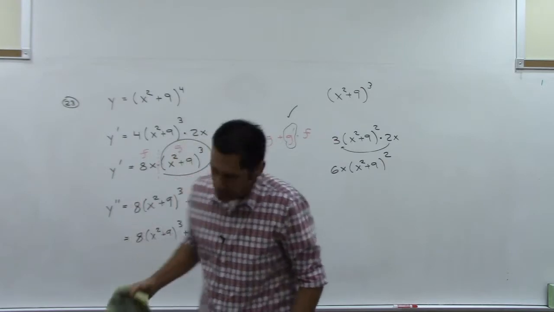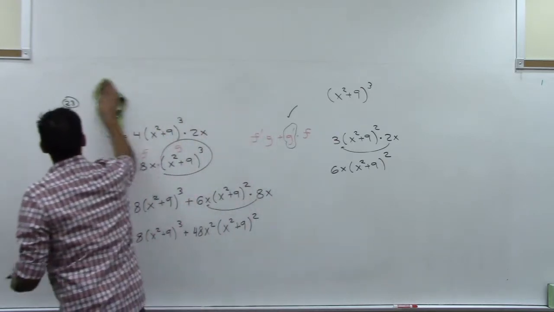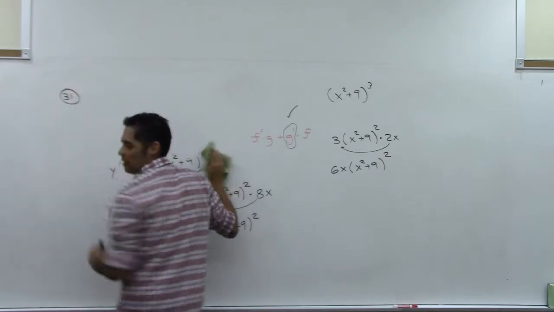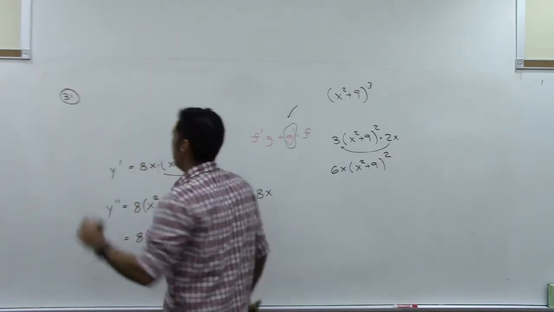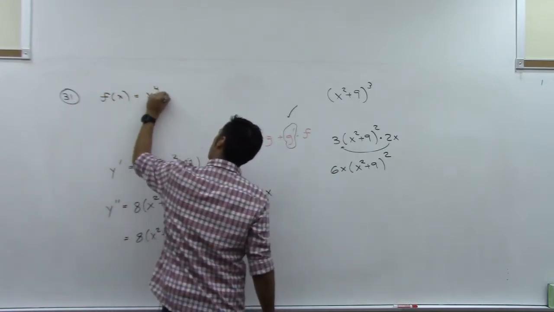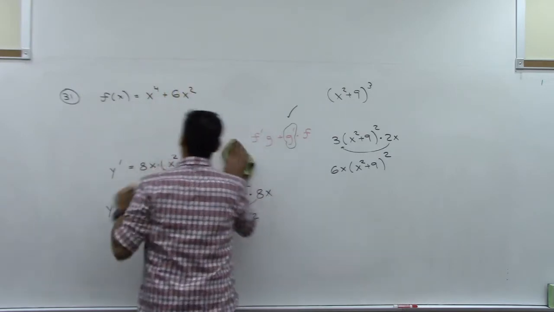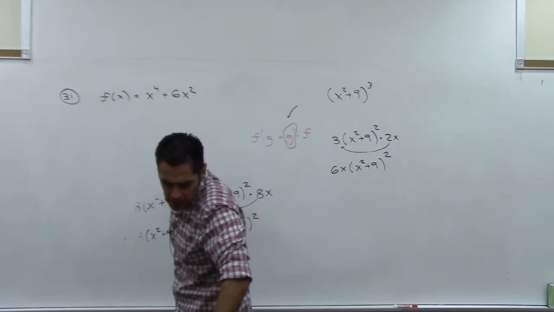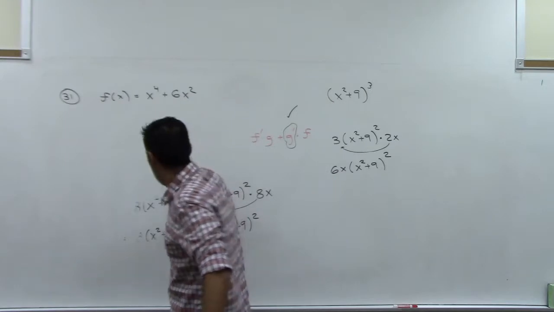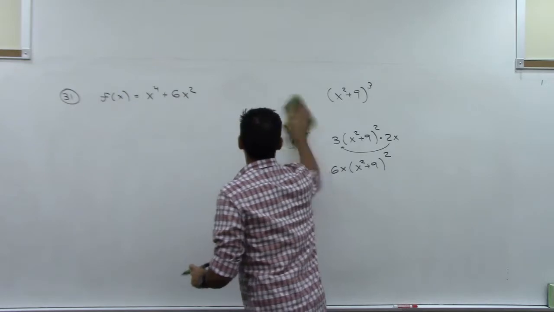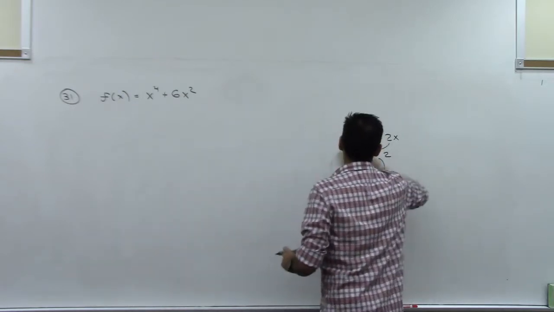All right, now let's look at number 31. They give you f of x equals x to the 4th plus 6x squared. So what we're supposed to do here is find where the function is concave up and where it's concave down, and anywhere we have inflection points. So where it's concave up, concave down, and inflection points.